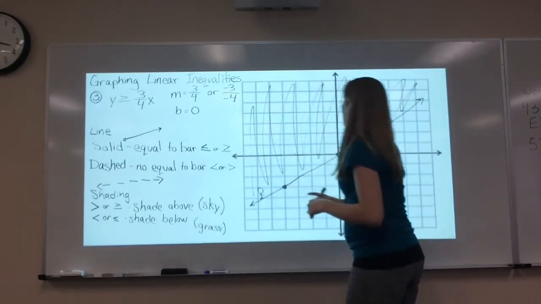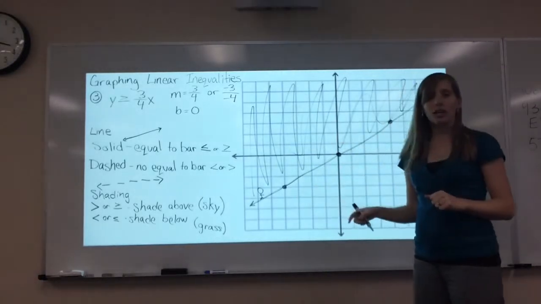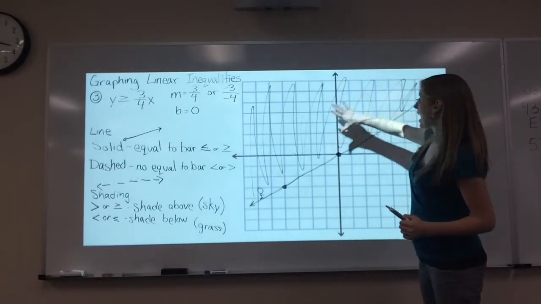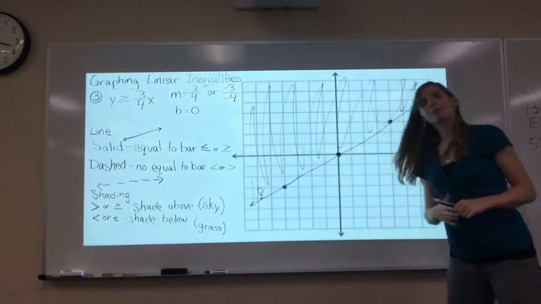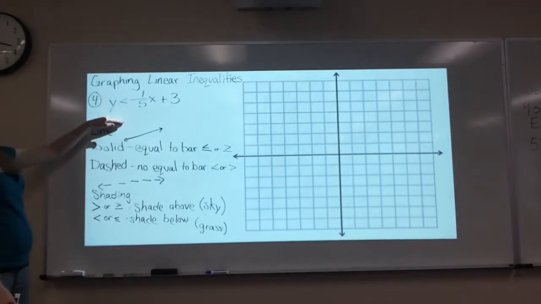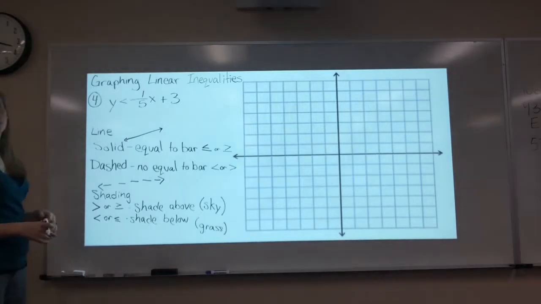Now remember, because this is equal to, the line is a solution now, okay? The line represents answers as well as the shaded area. Both are solutions. For problem number 4, our inequality is y is less than negative 1/5 x plus 3.